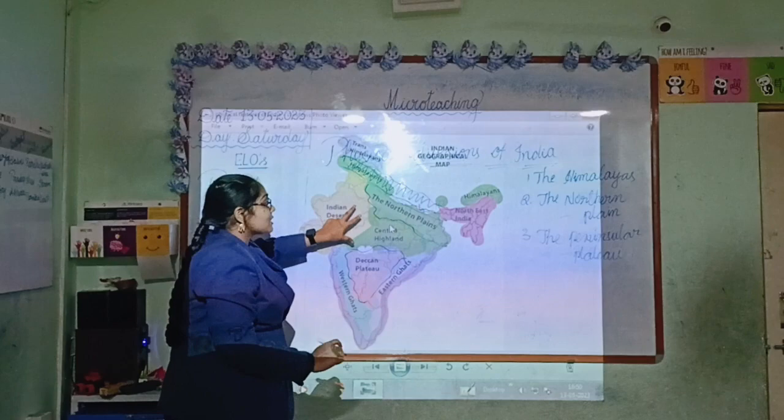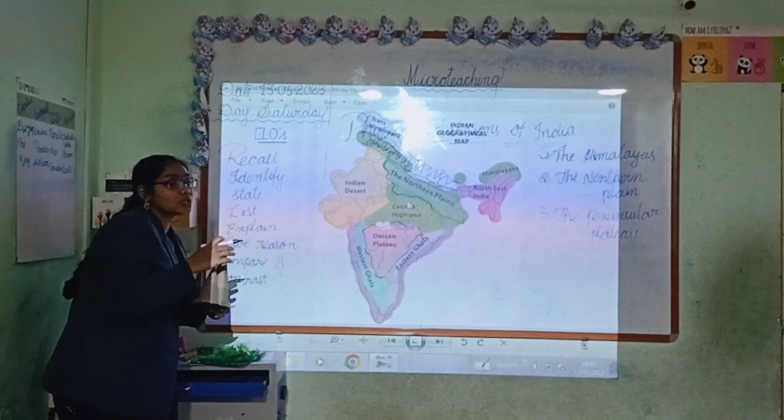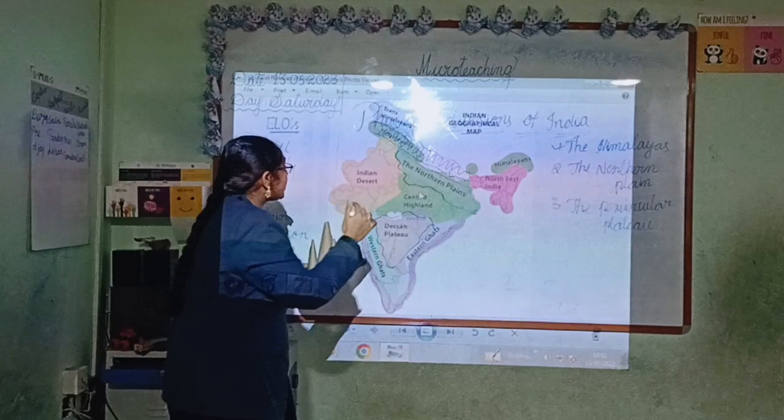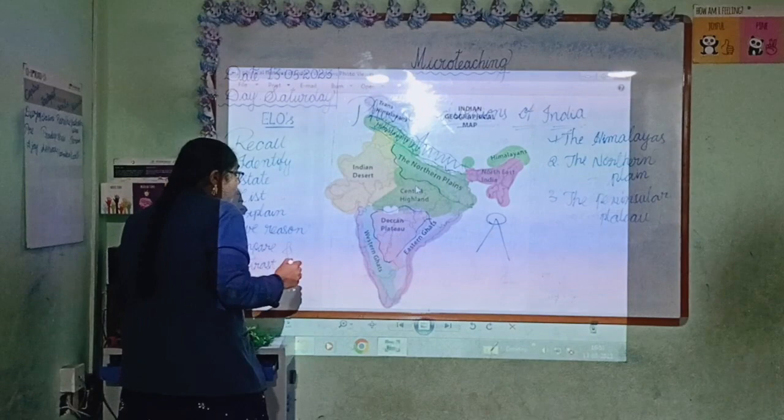So now let us see one by one. First one, the Himalayas. What is the meaning of Himalayas or mountains? Mountains or Himalayas are the highest landforms on the earth. Just imagine these are the mountains or Himalayas. The Himalayas or mountains are the highest landforms on the earth, and at the top it has a peak. Okay, next, these are called Himalayas or mountains.